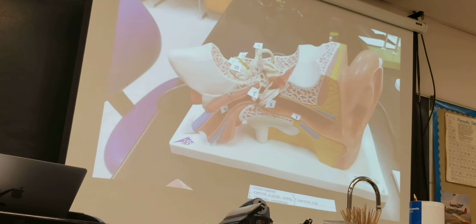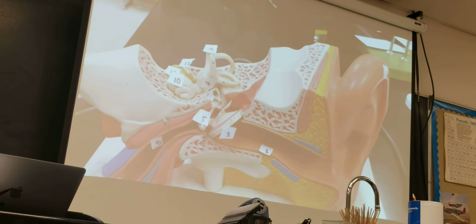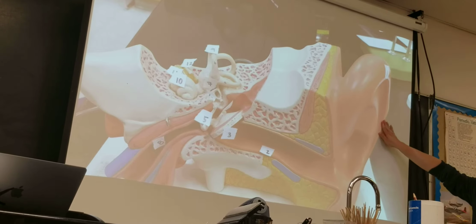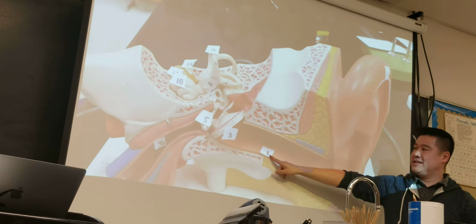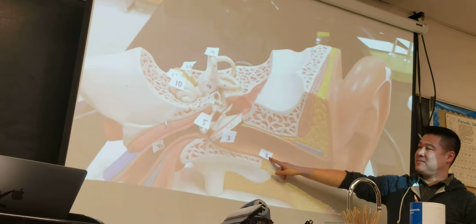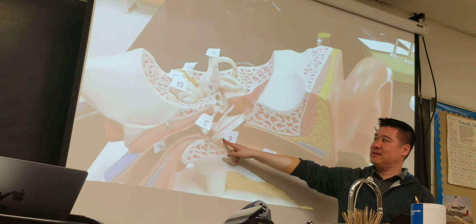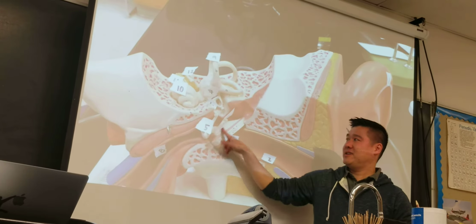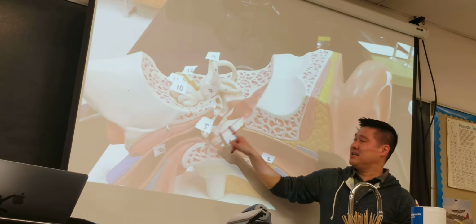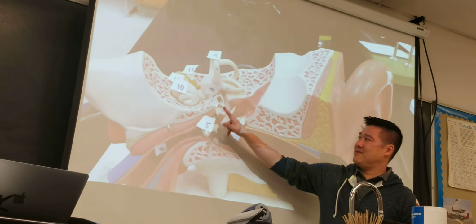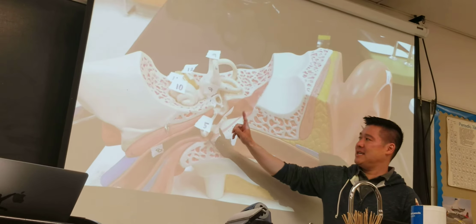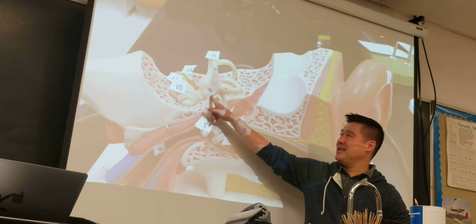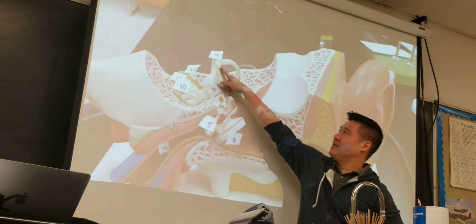Okay, so starting with number 1, this big flappy thing. The auricle. External acoustic meatus. And then the ossicles, the auditory ossicles. There are 3 bones: the malleus, incus, and stapes. And this is the opening, the oval window.